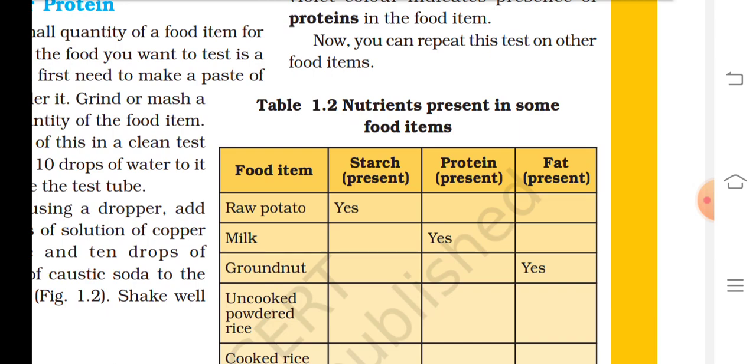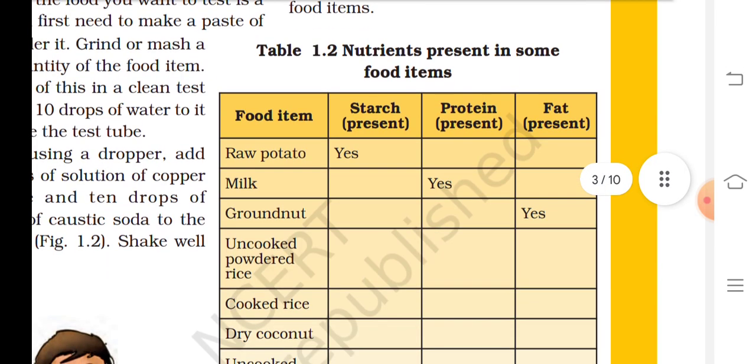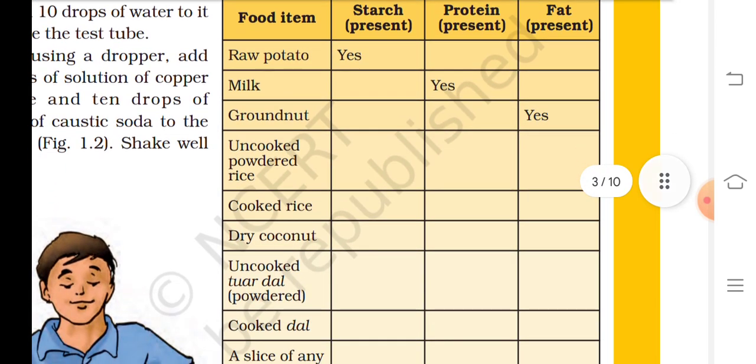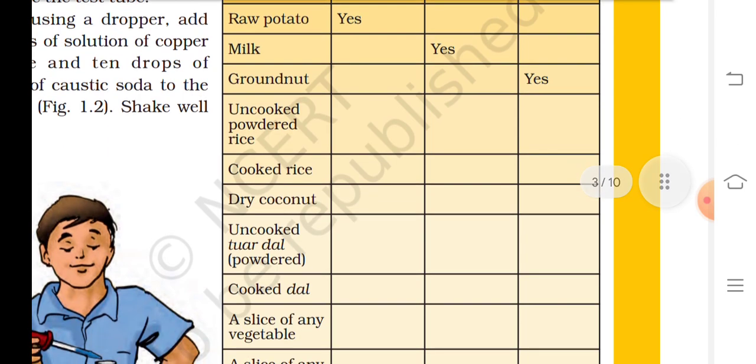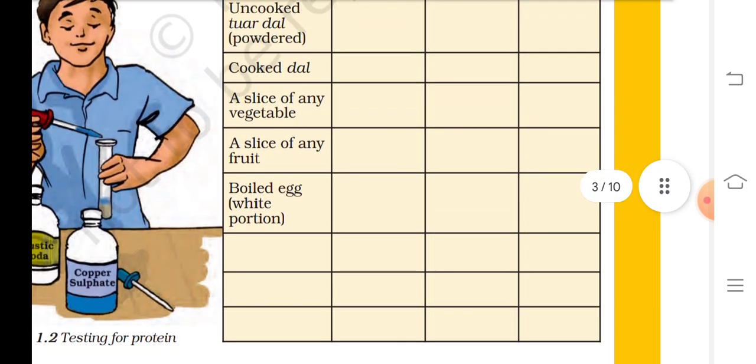Table 1.2: Nutrients present in some food items. Starch, protein, fat present. Raw potato: yes. Milk: yes. Groundnut: yes. Unpolished rice, cooked rice, dry coconut.